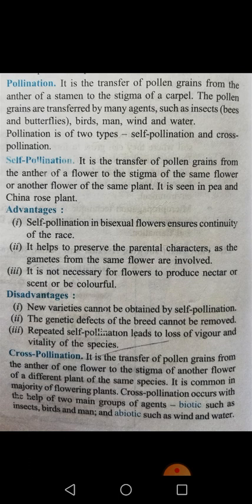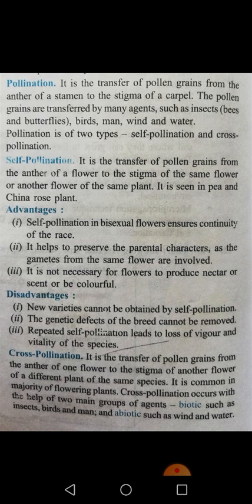When self pollination is going to occur, out of 100 we can say that 99% chances are there that the pollen will be released from the anther and land on the stigma. So continuity of the species or race is quite possible, or the probability is quite high.